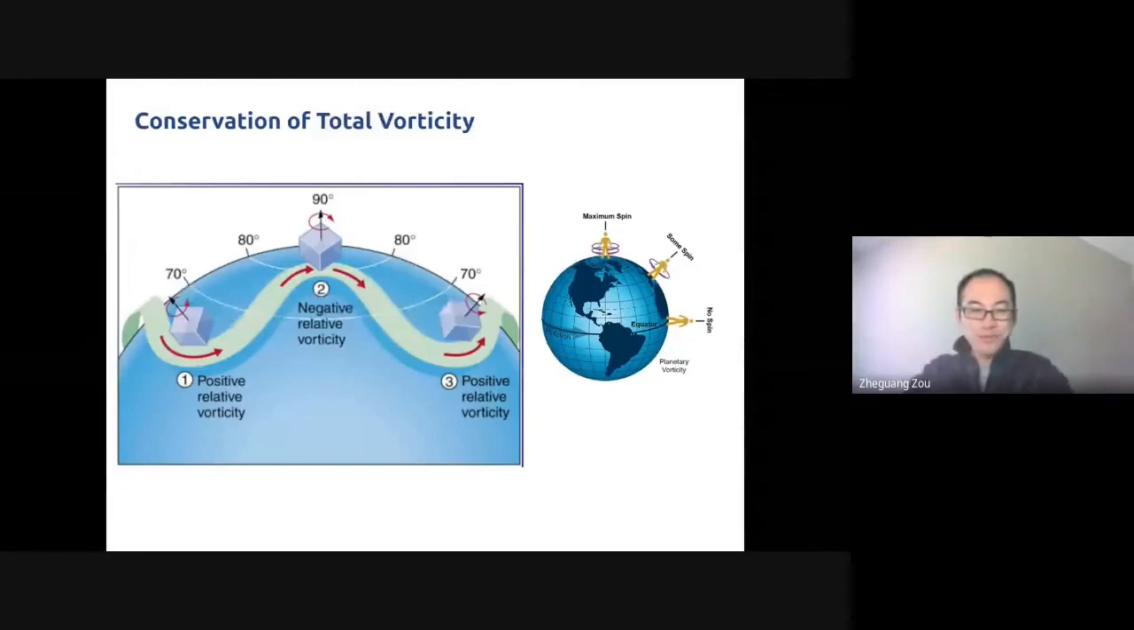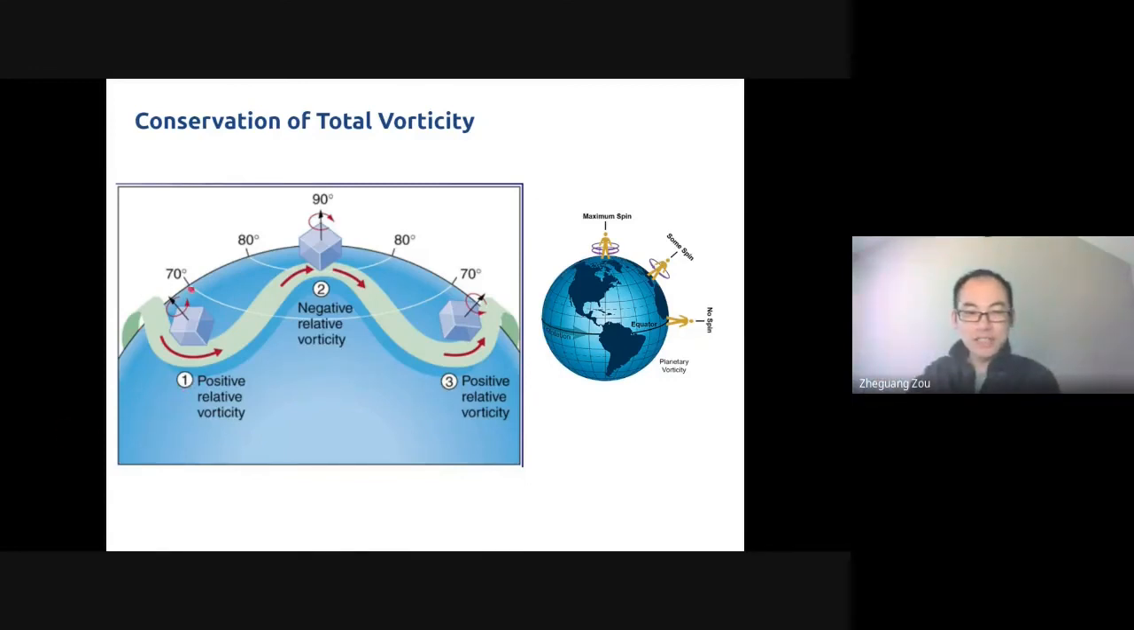Okay, let's do it again. So the total vorticity has to be conserved. It has two parts. One part is the planetary vorticity, and the other part is how you spin yourself. So if this part increases, your spin has to decrease. And if the planetary vorticity decreases, your spin has to increase. So this is the conservation work. One part goes bigger, the other has to go smaller.